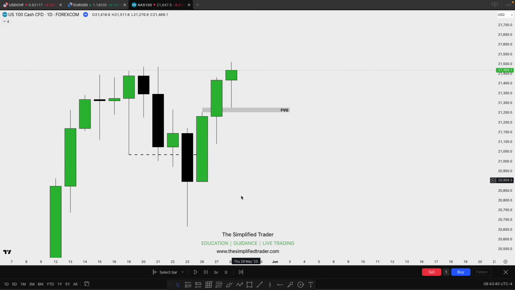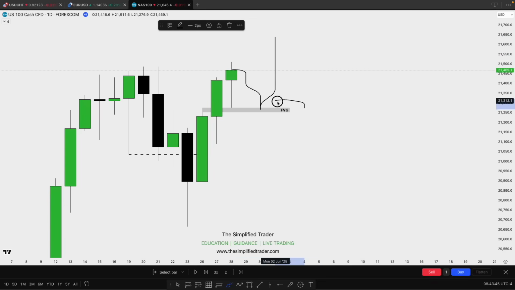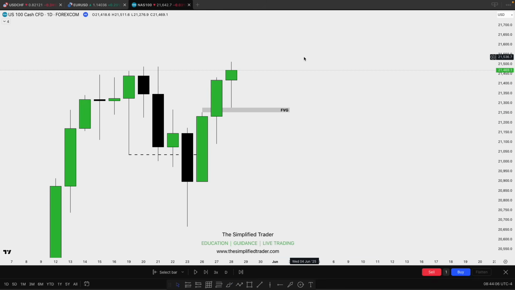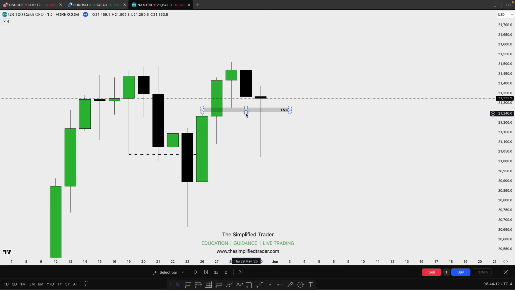Now what is the next step? Now the next step is we need this market to trade back into that gap without inversing this fair value gap. Looking at this piece of price action, let's see if the market does in fact trade back into that fair value gap. What happens? We trade back into the gap, and we sweep out the previous candle low. And on both candles, we fail to inverse this gap.